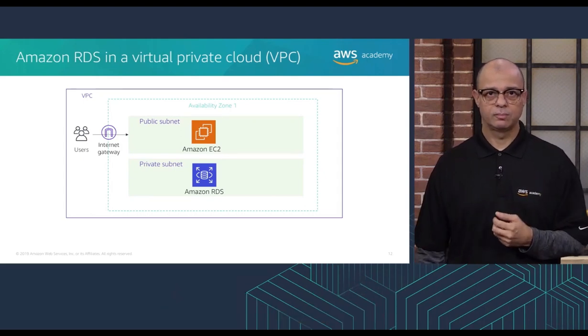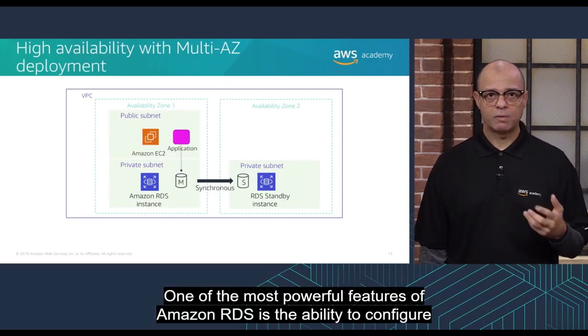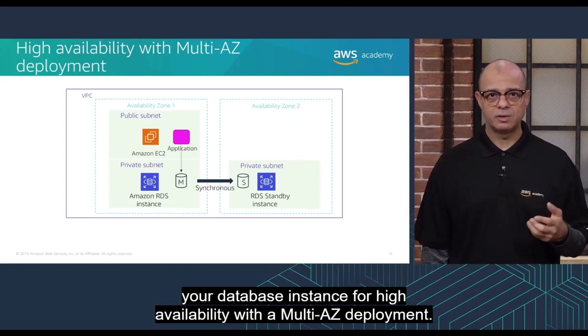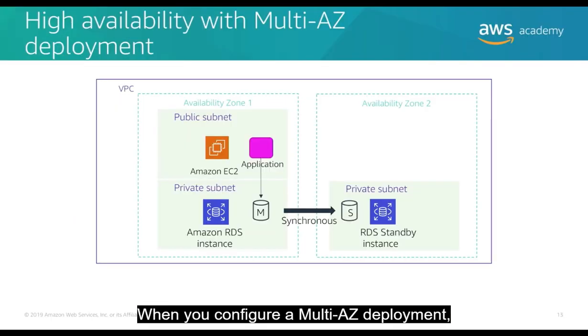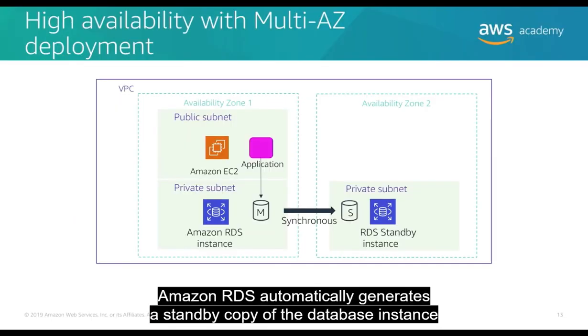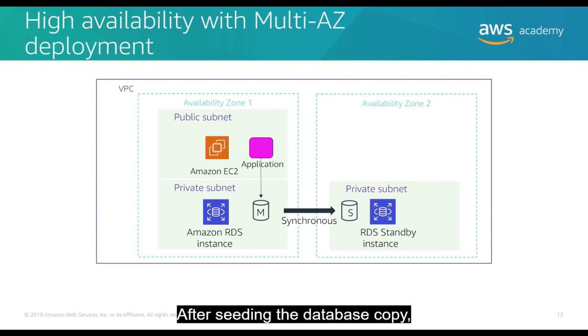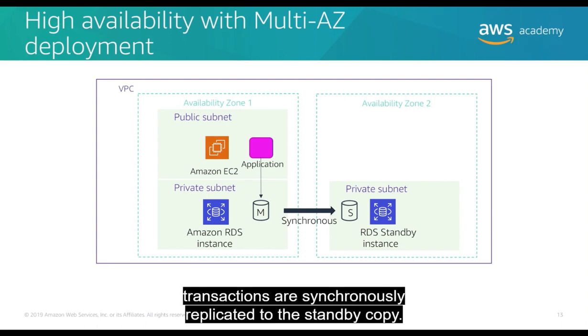One of the most powerful features of Amazon RDS is the ability to configure your database instance for high availability with a multi-AZ deployment. When you configure a multi-AZ deployment, Amazon RDS automatically generates a standby copy of the database instance in another availability zone within the same VPC. After seeding the database copy, transactions are synchronously replicated to the standby copy.